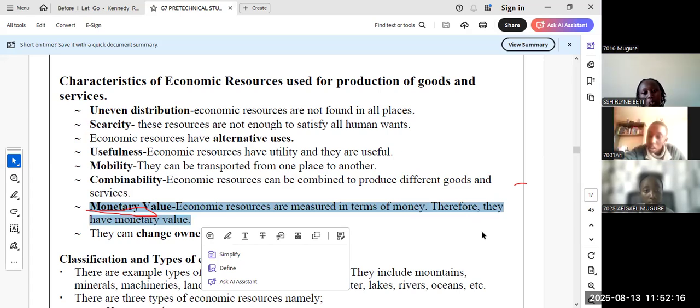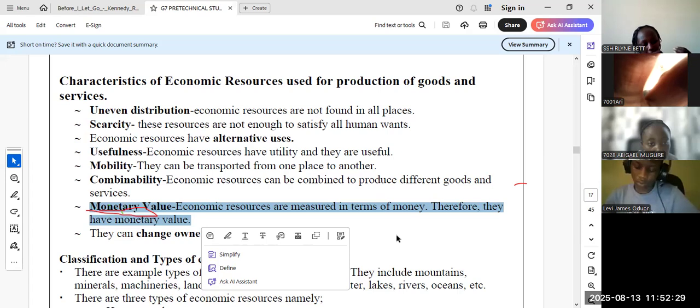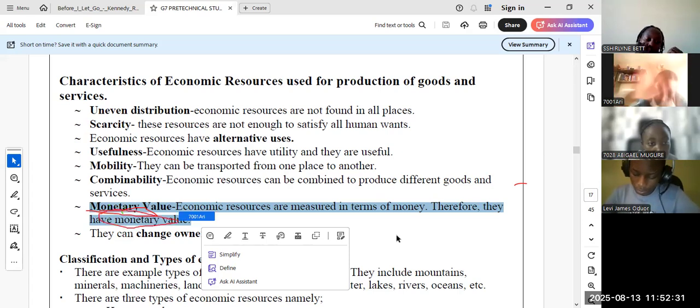Monetary value. Yes. Economic resources are measured in terms of money. Therefore, they have monetary value. In short, all the economic resources have monetary value because they are measured in terms of money.